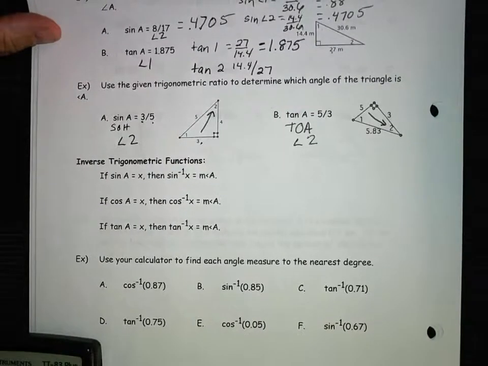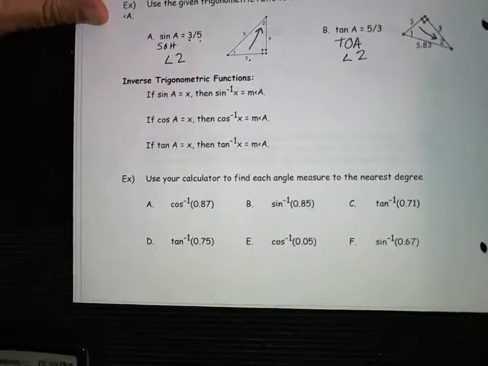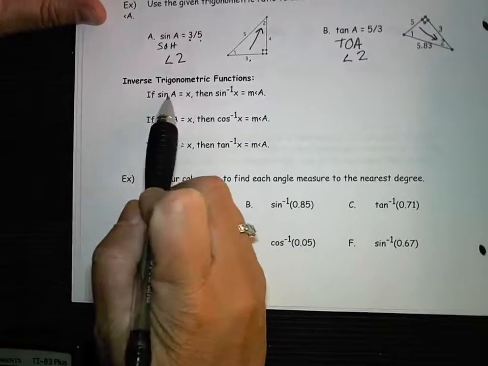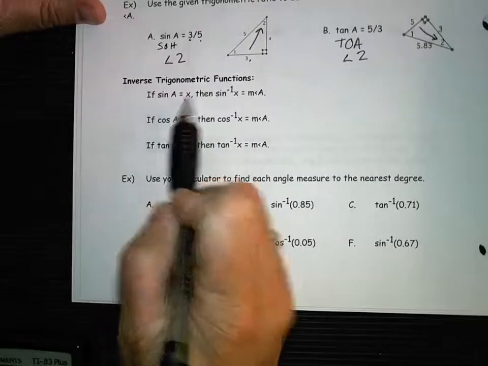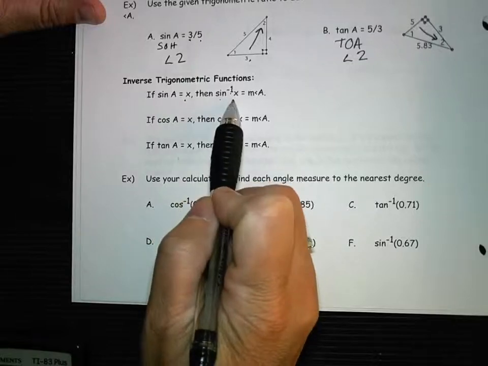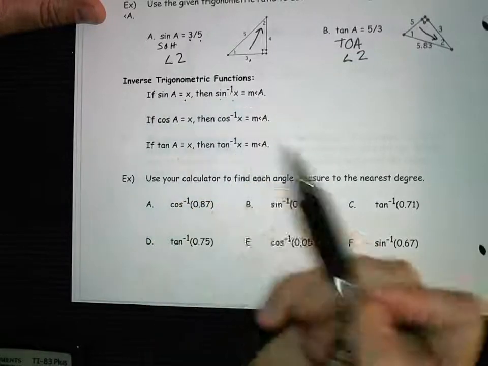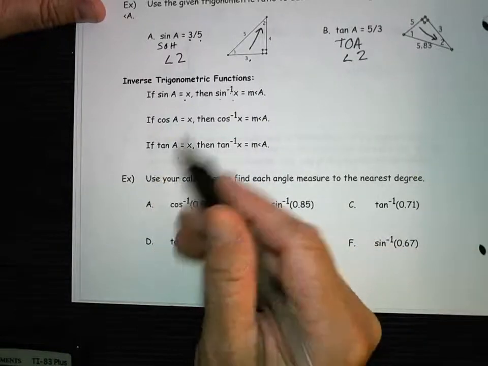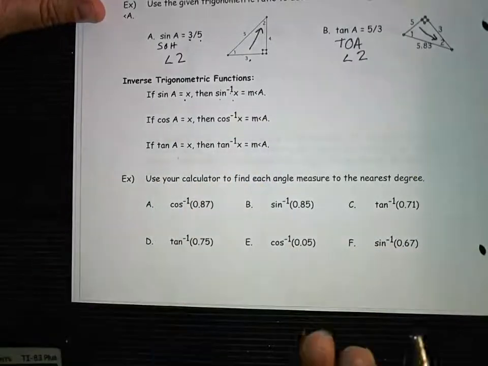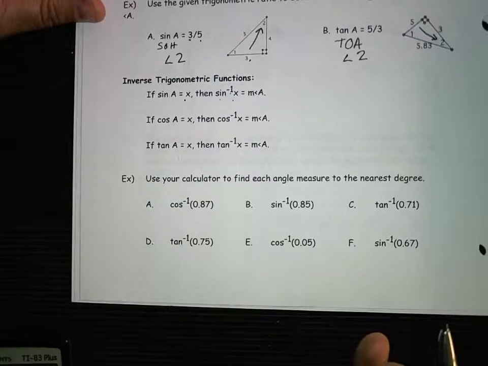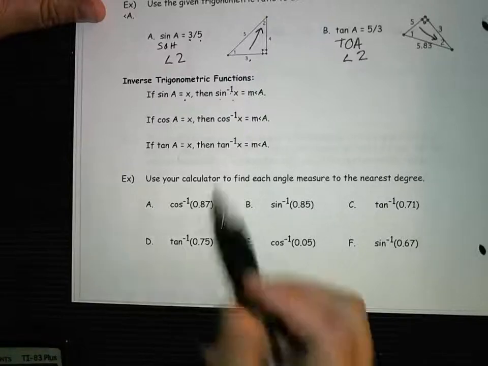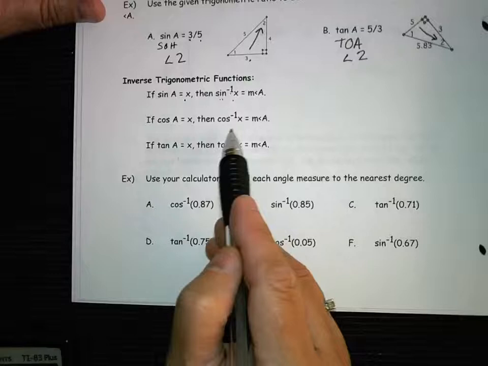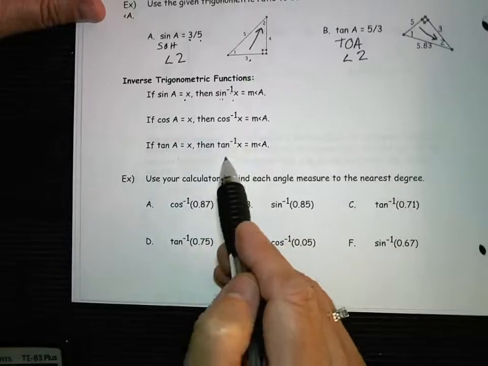The next thing we're going to look at is inverse trig functions. It says if the sine of A equals x, then the inverse sine of x equals angle A. And what this means, in the last section, we typed into our calculator sine of 30, and it gave us a bunch of decimals. Now we're doing this backwards. They're going to give us the decimals, and we're going to come up with the angles. And we can do that with inverse sine, inverse cosine, and inverse tangent.